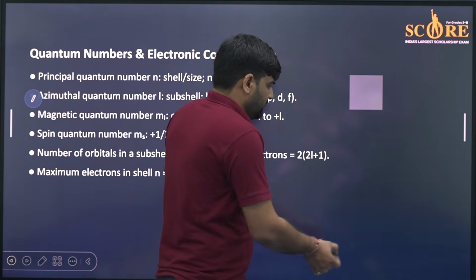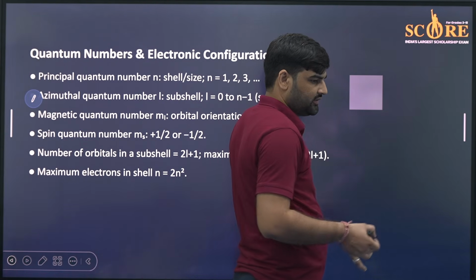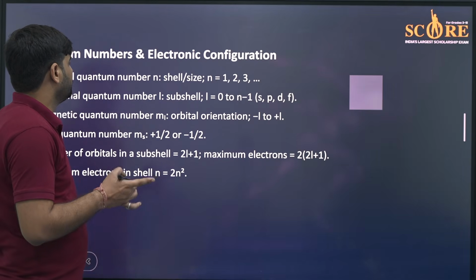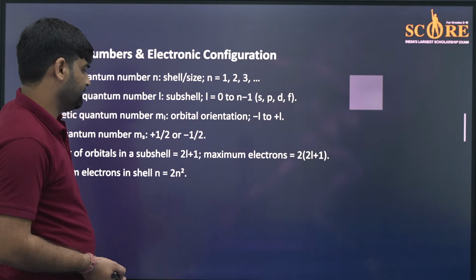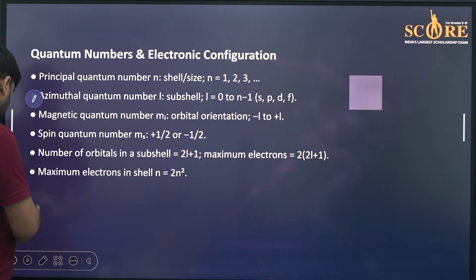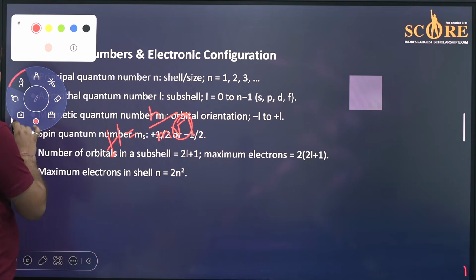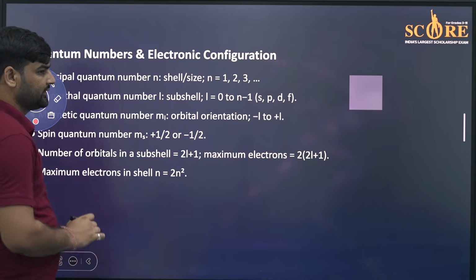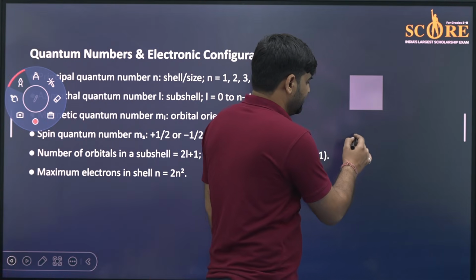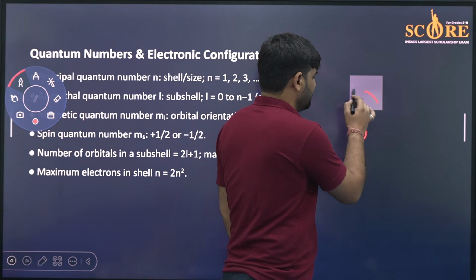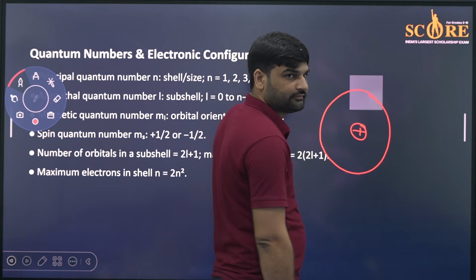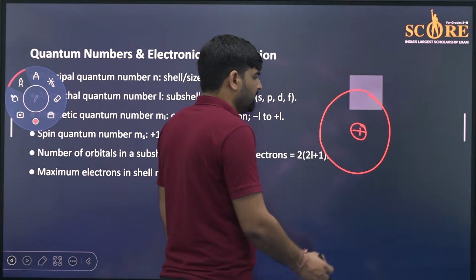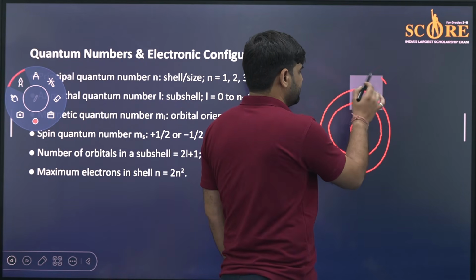So the basic need is that we have to find the exact location of an electron in an atom. For that, you have to understand something like this. This is the nucleus and this is an atom. This is the nucleus, this is the atom, and there are different shells.